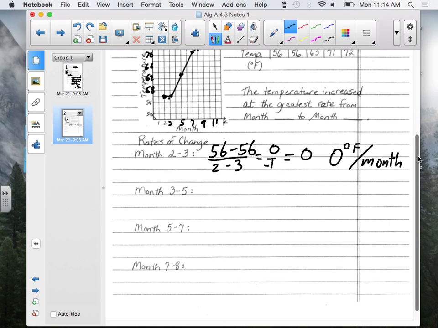So sometimes you have to make the decision from a table, where there's not a graph there for you. You have to make the decision, how should the rate of change be labeled? Does it make more sense to say miles per hour or hours per mile? If you put hours upstairs, what would you end up with? You put hours upstairs and miles downstairs, what would your answer tell you?